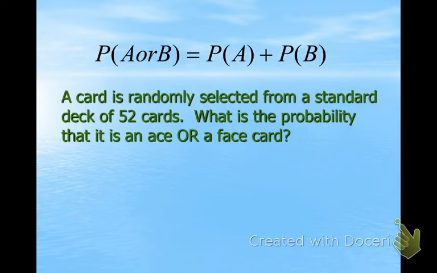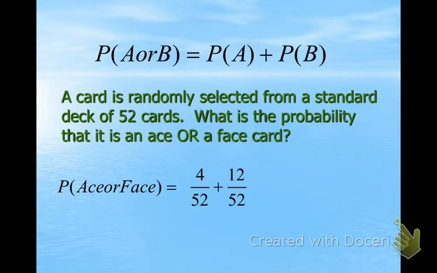There are 4 aces. There are 12 face cards. So I will take 4 over 52 plus 12 over 52 and then add those together. One thing that I would suggest whenever you do this is don't simplify. You could simplify 4 and 52, you could simplify 12 and 52, but I wouldn't simplify anything until I get finished, because I have common denominators. Whenever I add the two fractions together, I get 16 over 52, then I can reduce.